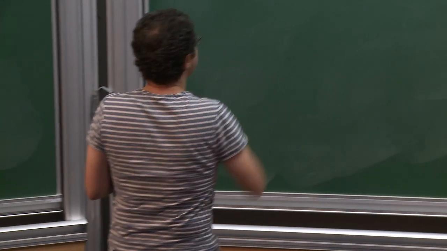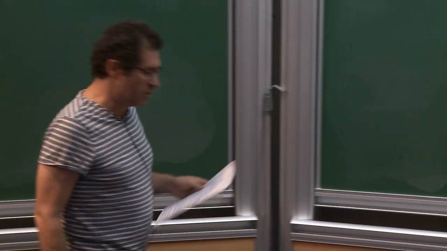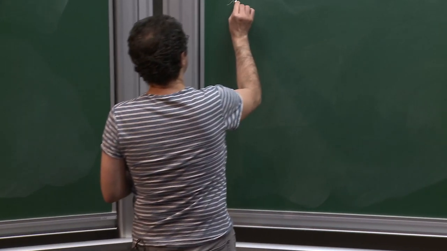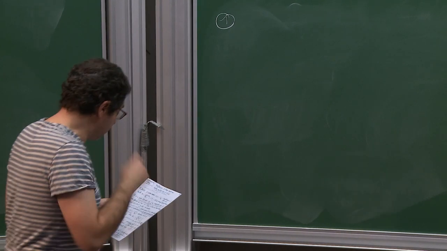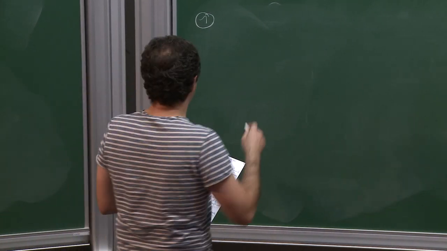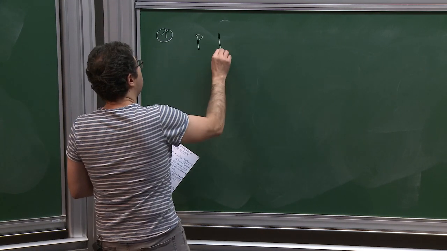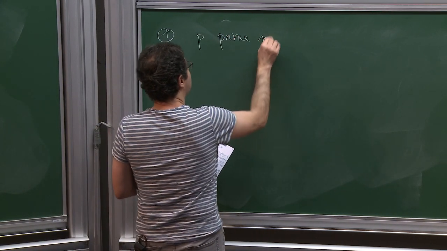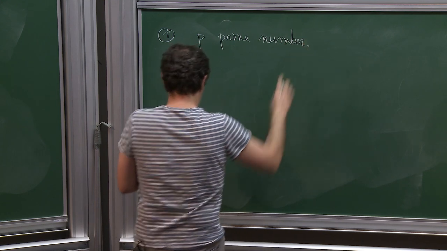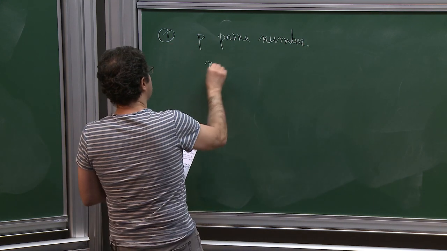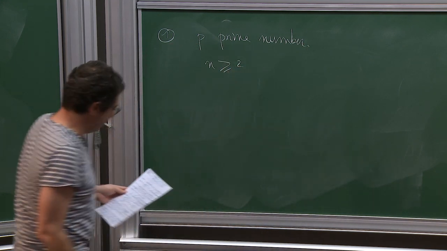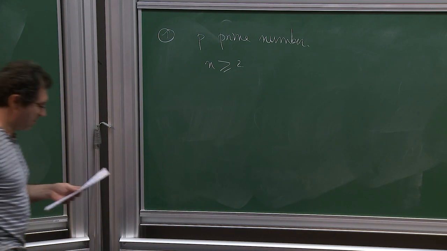OK, thank you. Now I will go on with some stuff about Drinfeld space and locally analytic representations. So let me start with a small introduction to explain the problem I'm going to deal with in this talk. So p is a prime number, and n is an integer, bigger or equal than 2. Very soon it will be 3.